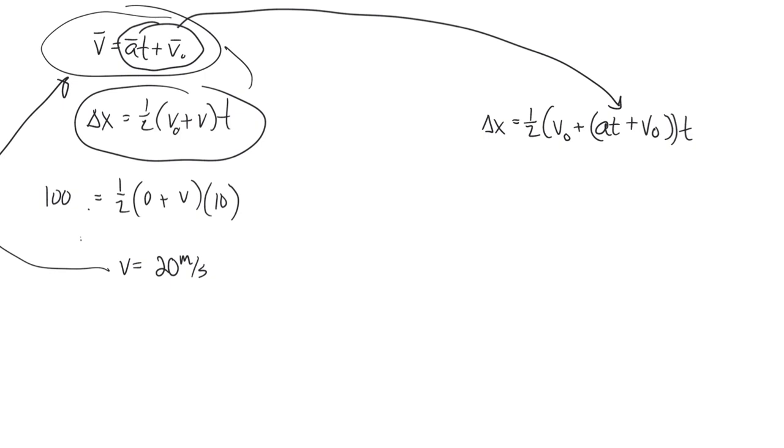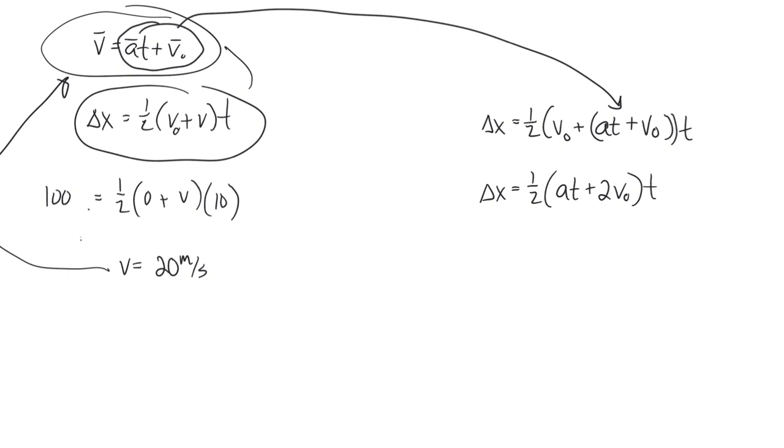Now, I don't want to leave it like this. I see the possibility that we can collect terms that are the same, right? I have two v naughts in there. Do you see that? So I can get rid of those parentheses, and I can combine this and get at plus 2 v naught.